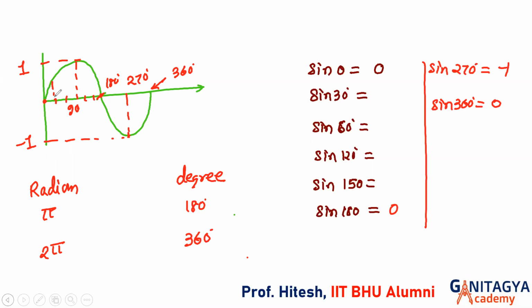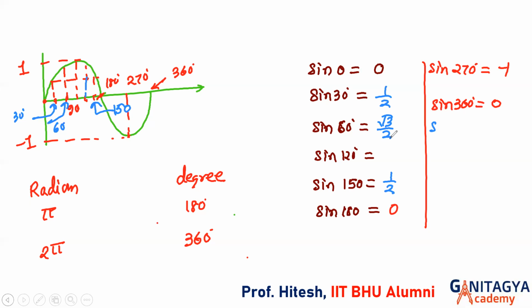Now in between there will be 30 and 60, then 120 and 150. So 30 will come here, 150 will come here, so both will be same. This is 60 and this is 120. Sine 30 is 1/2, and sine 150 is also 1/2. Sine 60 is root 3 by 2, that you have to remember, that is 0.866.